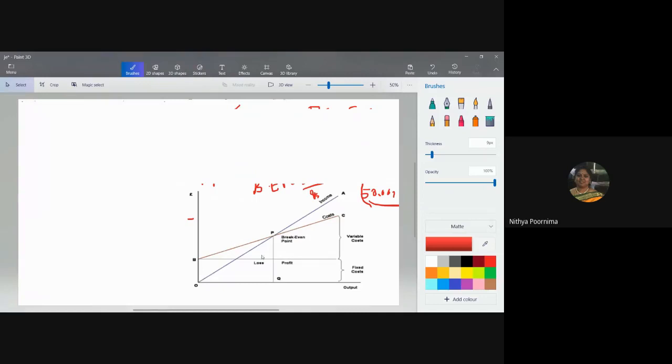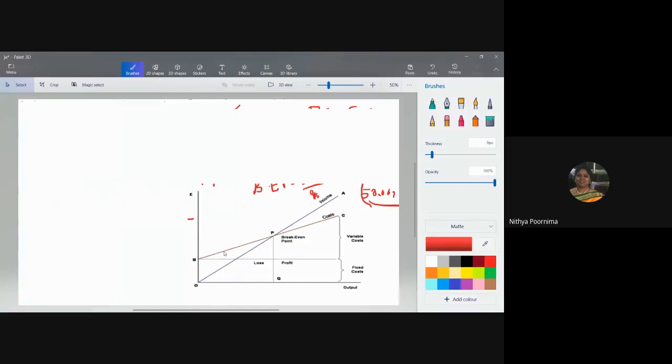So now, can you look at this graph? See this graph I have taken here. This point at point B is the fixed cost. Is it clear? Can you all see it clearly? Yes, ma'am.